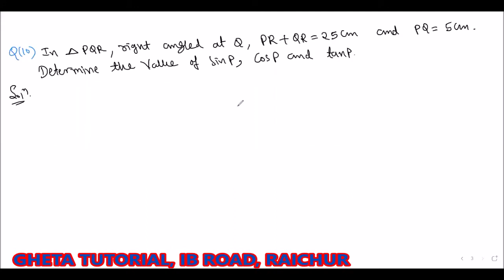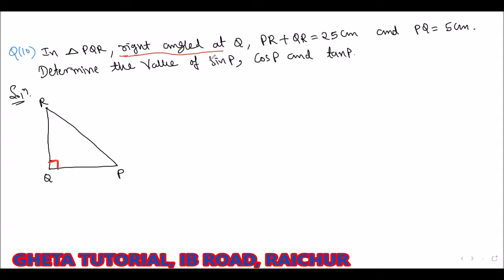So in triangle PQR, first I have to draw the triangle here. So this is the triangle PQR. Here Q is the right angle. If you see the question, right angle at Q, that is why here I have drawn the Q. Q is 90 degrees.